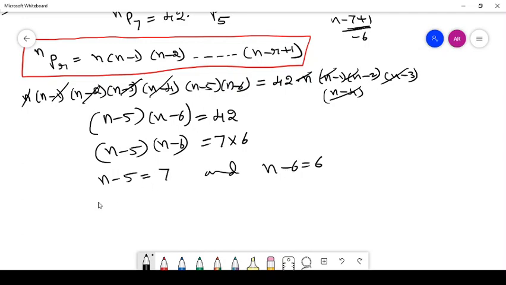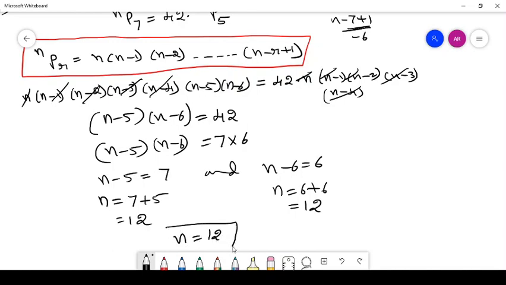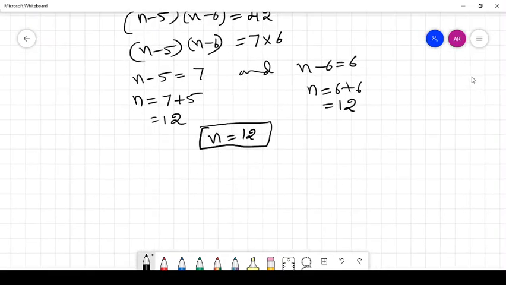n minus 5 is equal to 7. Then n is 7, minus 5 transposing that side becomes plus 5. 7 plus 5 is 12. Here also n is equal to 6 plus 6, that is equal to 12. So therefore finally the value of n is 12. Okay. Next, write down the next problem.